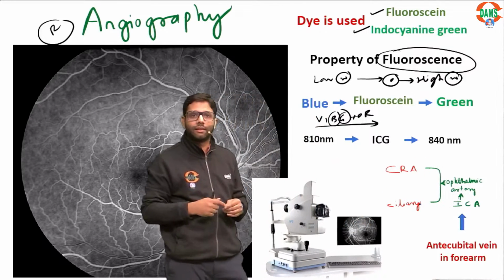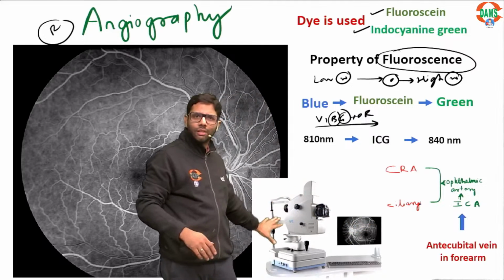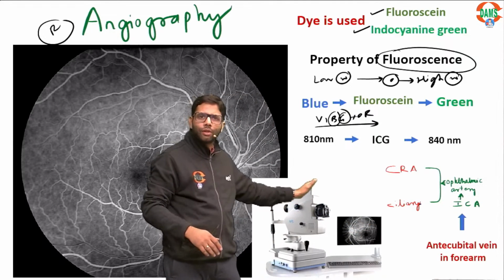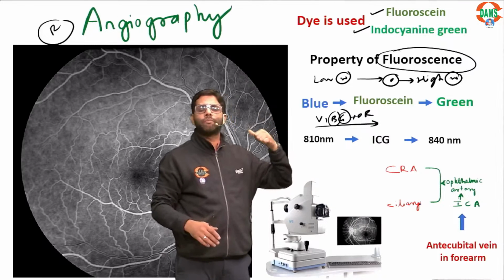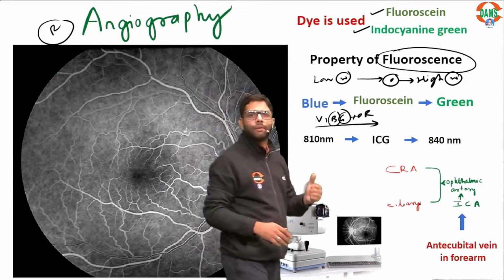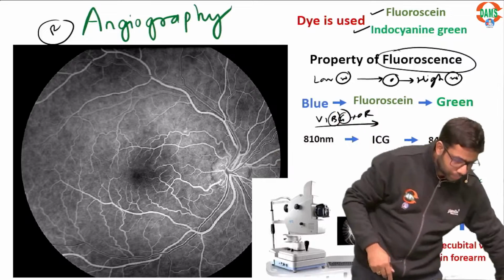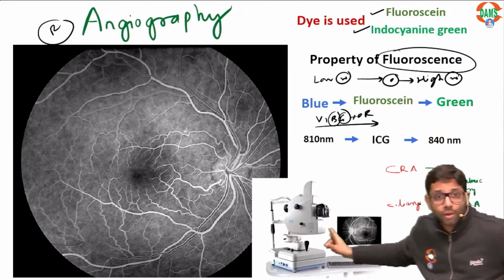Dye in eye. And there is a machine. Patient is sitting on this, and I'll show you a video. It's a photographic, continuous process, angiography. Various phases are there in angiography. To make you understand better, I'll show you. So that is an important thing.